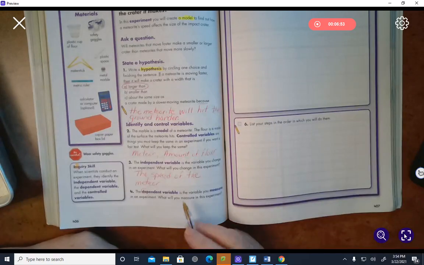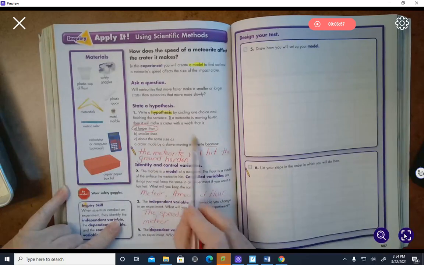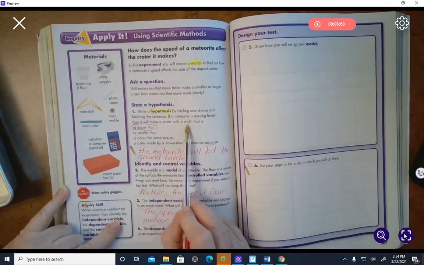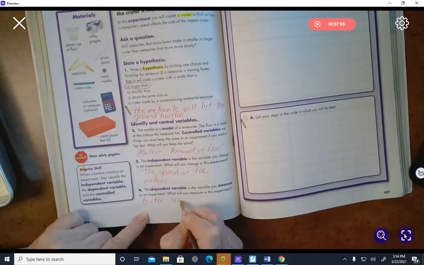And I think if you come back up here, obviously we're looking up here, maybe the crater size. So let's write crater size. And that should be done.